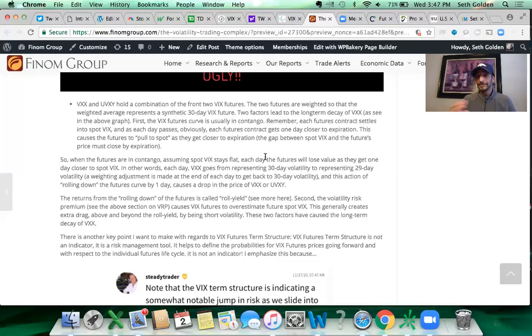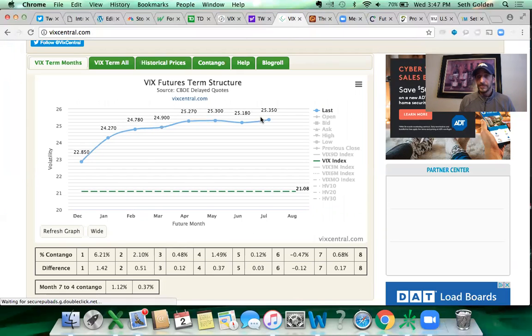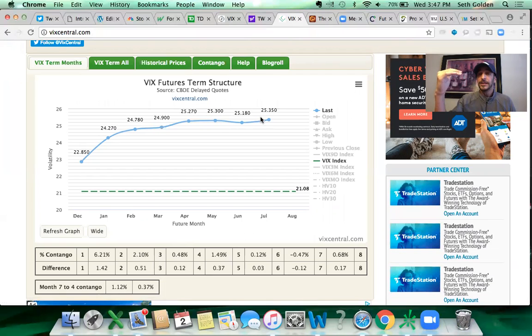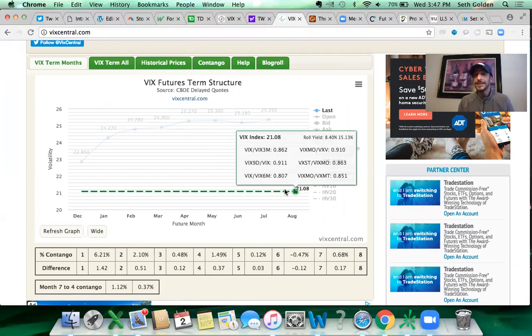The second way these products lose value, UVXY and VXX, is the volatility risk premium that I just mentioned. This causes VIX futures to overestimate the future spot price of VIX. All of these futures, you can trade every single one of them today, but notice where they are. They're trading at what we call the volatility risk premium. They are higher. They are overestimating the future price of the VIX. So those are the two ways that you inherently see the decay value of UVXY or VXX.